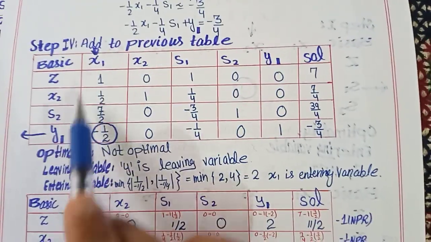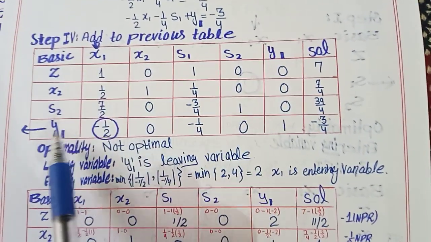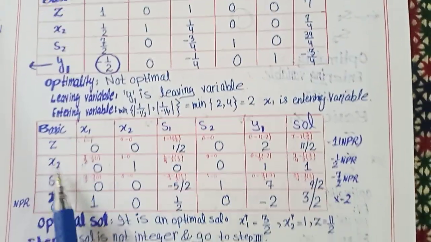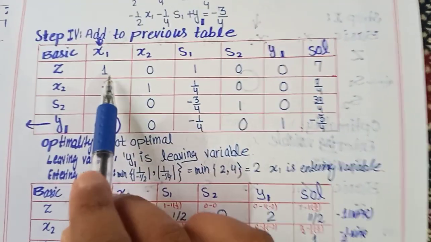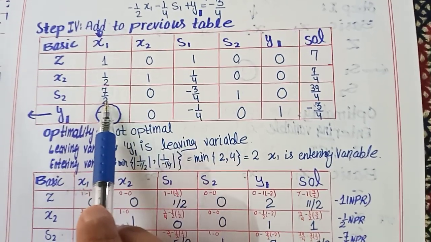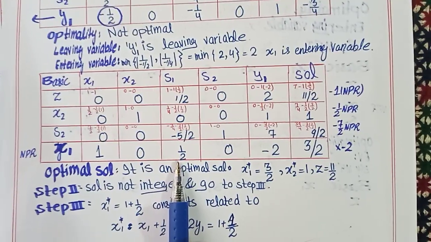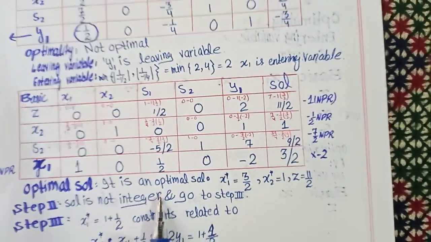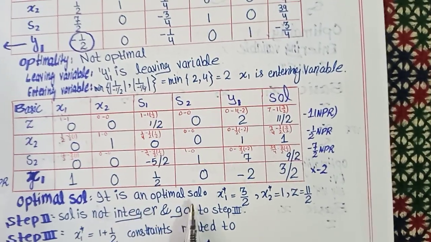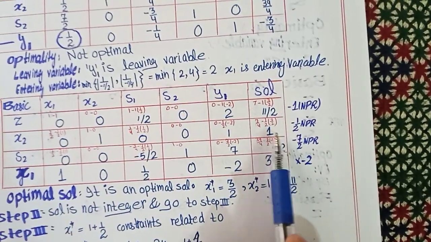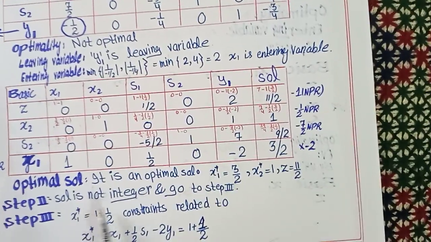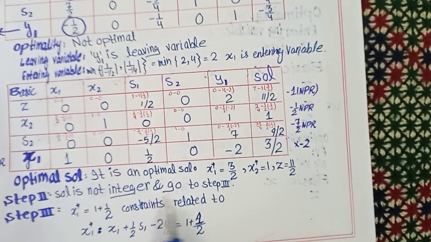Next, x1 replaces y1 in the basics: z, x2, s2 and x1. Minus 1 over 2, multiply by 1 over 2 to convert into the new pivot row, and for all the other rows apply minus 1 new pivot row, minus 1 over 2 new pivot row, minus 7 over 2 new pivot row, and convert this table. Next, check whether this is an optimal solution. It is an optimal solution: x1 is equal to 3 over 2, x2 is equal to 1, and z is equal to 11 over 2. The solution is not an integer, so go to step number 3.